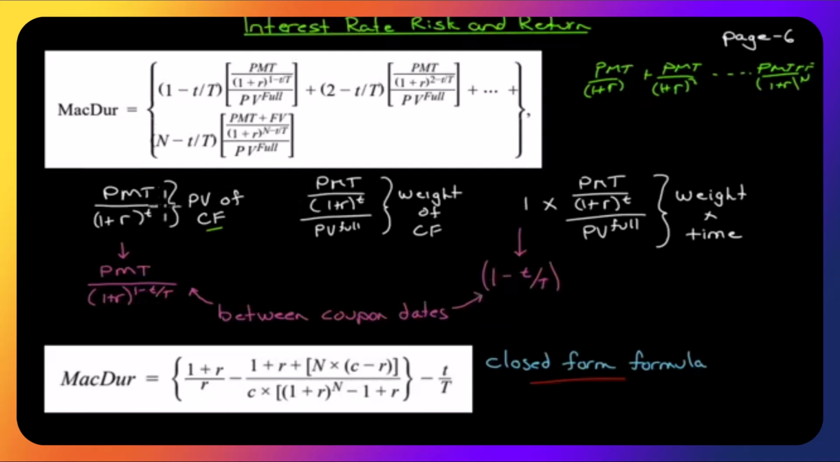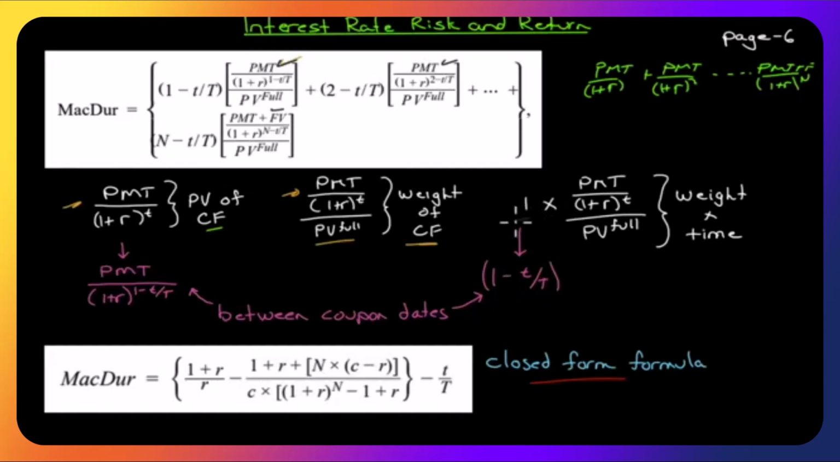Well, this is the present value of this particular cash flow. So if we take the present value of that particular cash flow over the full price, we should get the weight of that particular cash flow. And that's what's inside the square brackets. That is the weight. Here's the weight of the first cash flow, weight of the second cash flow, all the way to the weight of the last cash flow. And then you weight it by the time.